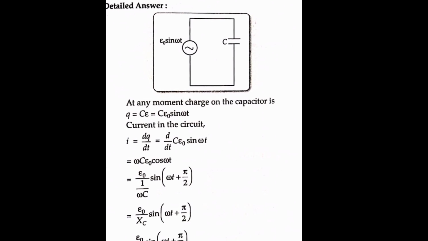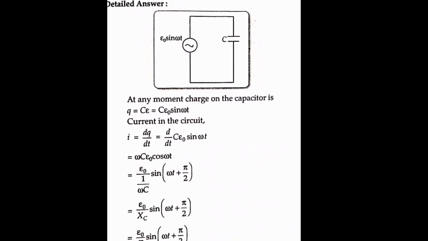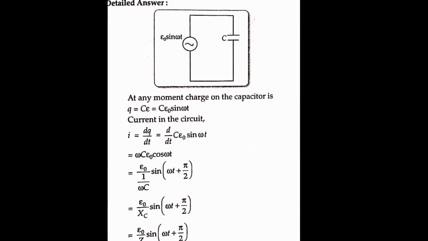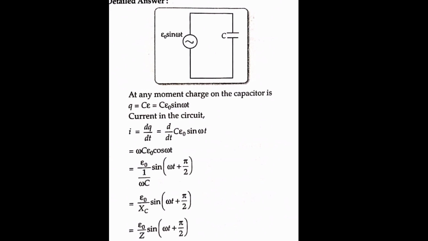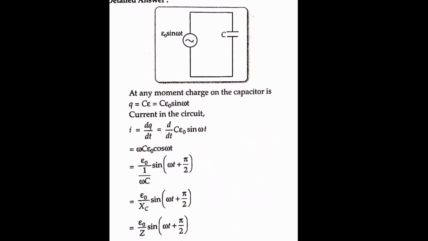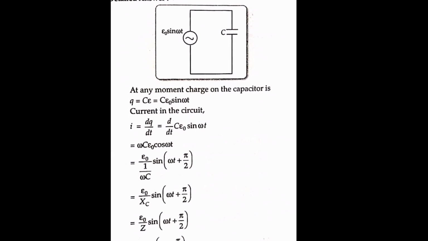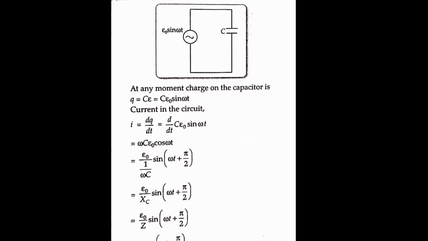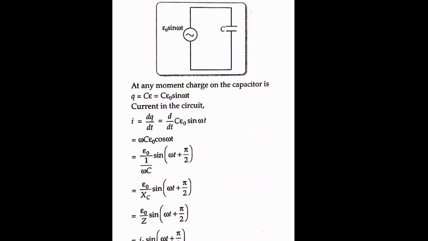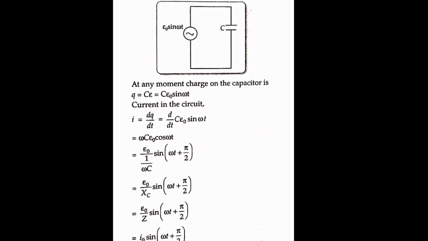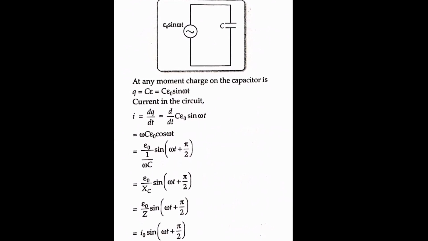So instead of V we can write E0, and R is 1 by omega C, that is called capacitive reactance. So E0 divided by 1 by omega C. Now, instead of cos omega t, how can we write it? We can write sin of omega t plus pi by 2. Now how do we write the equation? E0 by Xc, the capacitive reactance, into sin of omega t plus pi by 2. So the equation we get is I is equal to E0 by Xc into sin of omega t plus pi by 2.